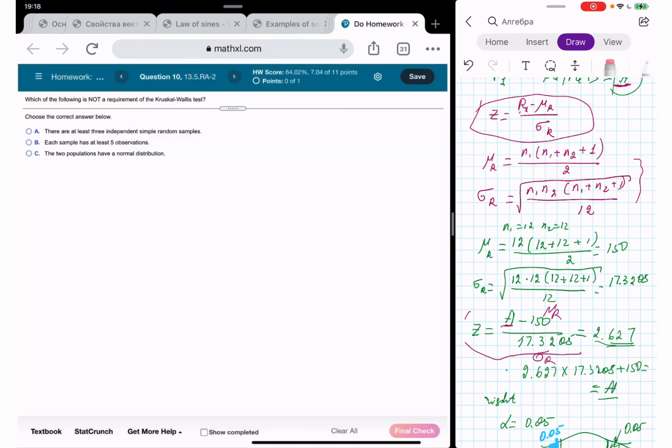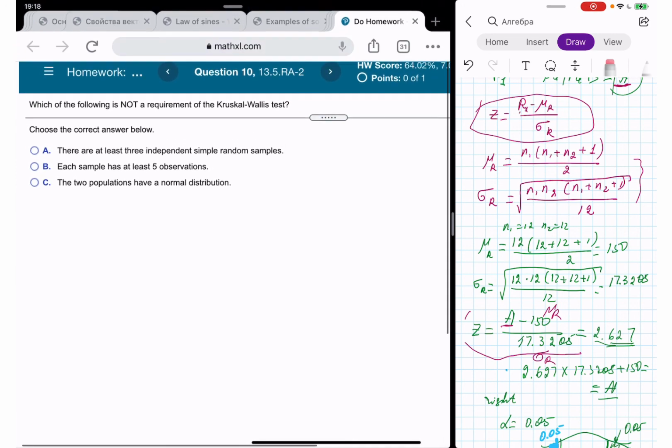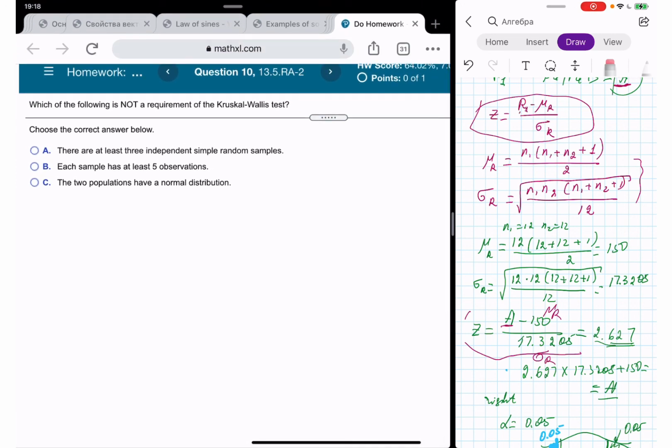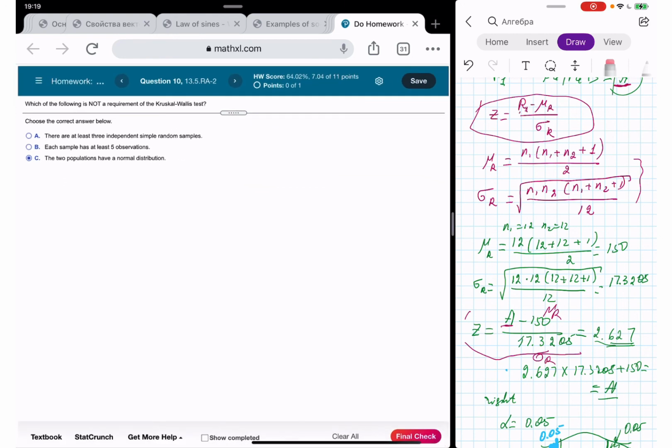Okay, question number 10. Which one is not a requirement for Kruskal? There are at least 3 independent samples. That is a requirement. Each sample has at least 5 observations. It is a requirement. The populations have a normal distribution. It is not a requirement. Fantastic.